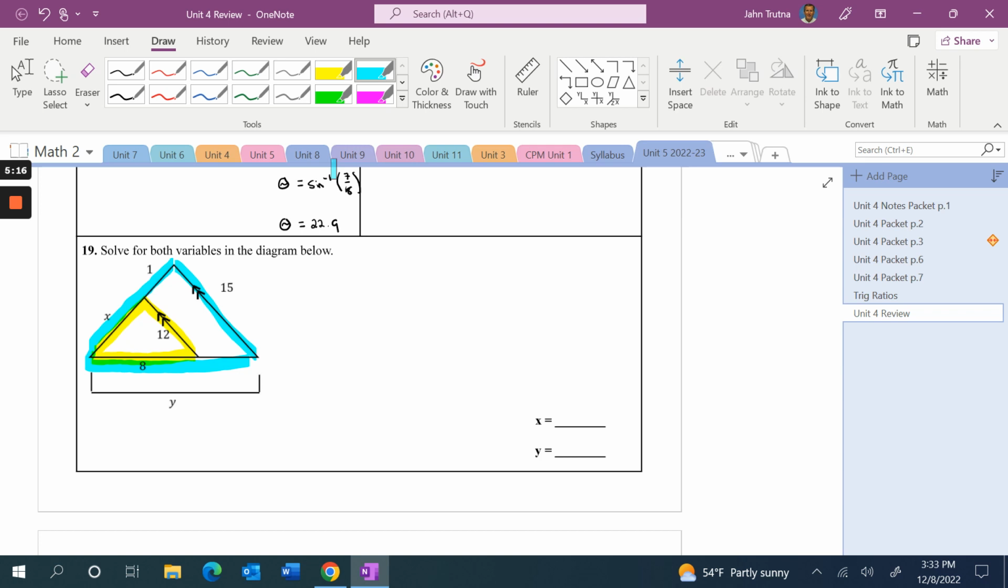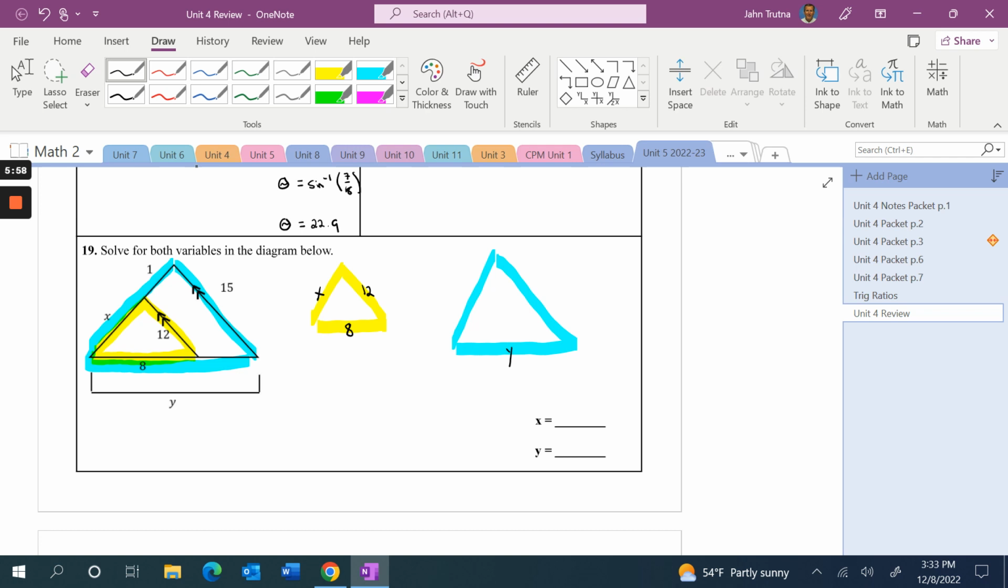You have overlapping similar triangles. And remember, one strategy that you want to use when you have triangles that overlap, just to make your life a little bit easier to see what is going on, is to redraw the two triangles separated from one another. So in the yellow triangle, we're going to fill in the three sides. The left side has a length of x, the right side has a length of 12, and the bottom has a length of 8. In the blue triangle, the bottom has a length of y.